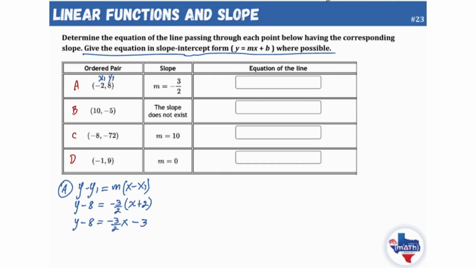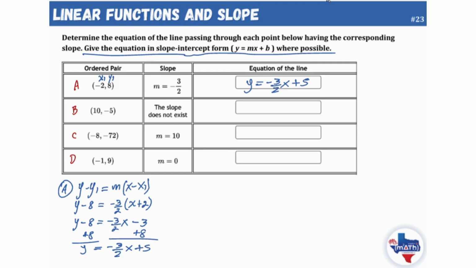Okay, and now we're going to add 8 on both sides. And we'll have y equals negative 3/2 x plus 5. That will be for our first question: y equals negative 3/2 x plus 5. Okay, let's go for the next one.